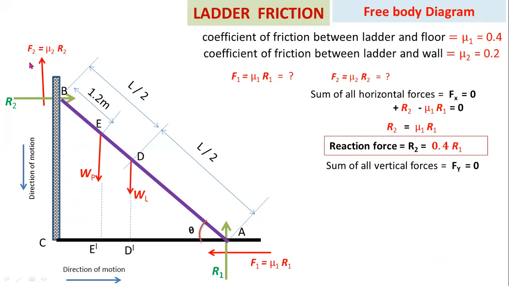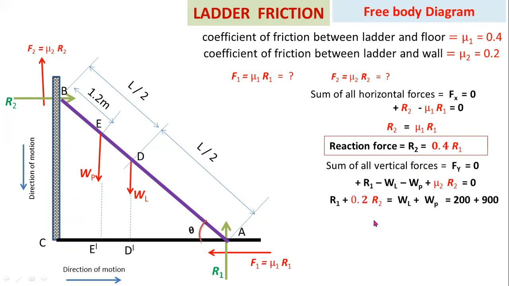For upward action, you have to consider positive sign. For downward action, you have to consider negative sign. So plus R1 minus WL minus WP plus mu2 R2 equal to 0. For upward action, positive sign; for downward action, negative sign. Now substitute the values of WL, WP, mu2 and R2 in this equation.